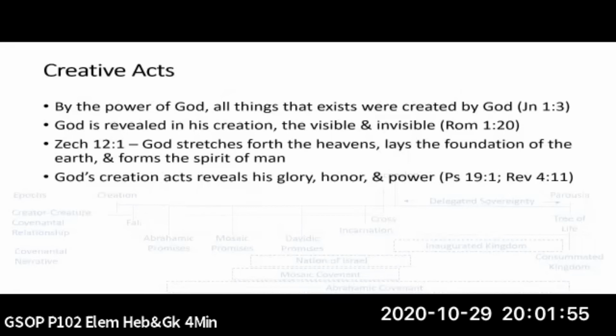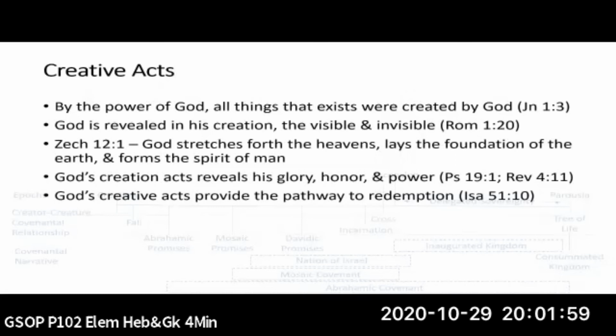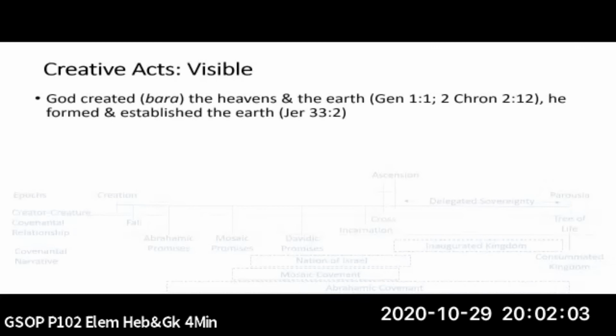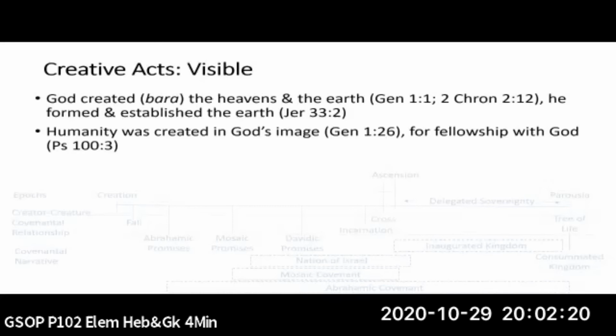So as we examine God's creative acts, both the visible and invisible, we can see in the visible, in the visible, God created, the word bara in Genesis chapter 1, the heavens and the earth. Genesis 1:1, 2 Chronicles 2:12. He formed and established the earth, Jeremiah 33, verse 2. Humanity was created in God's image. I've got to go on to the next slide, okay.